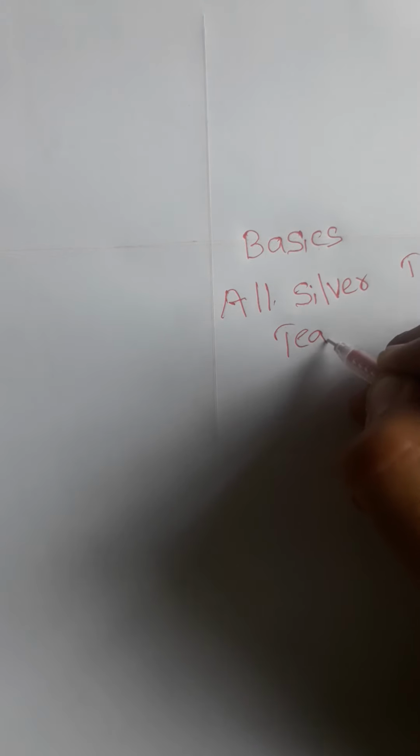Hello students, today we are going to see about trigonometry basics. In basics, today we will be seeing about "All Silver Teacups". All Silver Teacups, in 10th class we have read All Silver Teacups. What will it be? It is nothing but we will use that in quadrants.